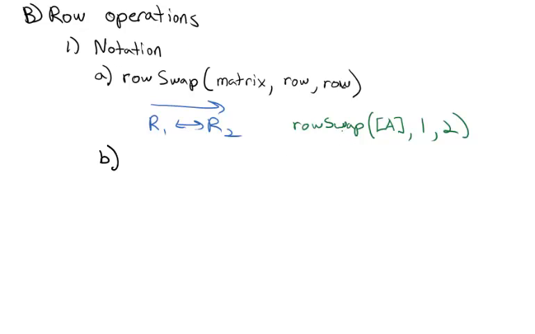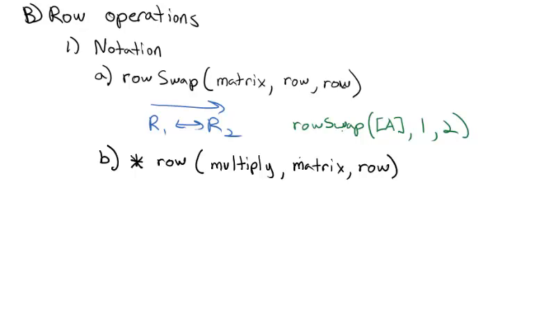The next one on the calculator is if we want to multiply a row by something, you get times row. With times row, we're going to say what we're going to multiply by, what matrix we're going to multiply by, and what row is going to be multiplied.